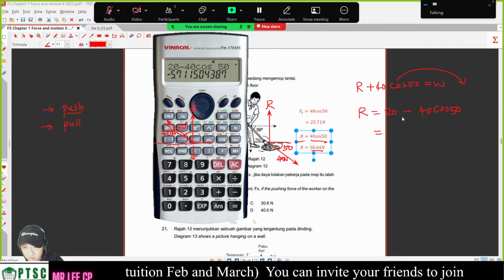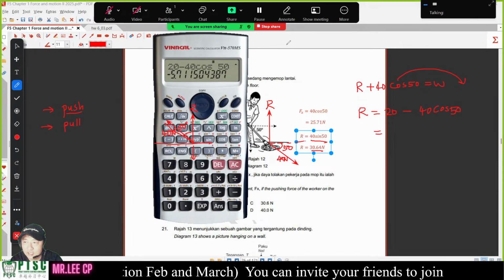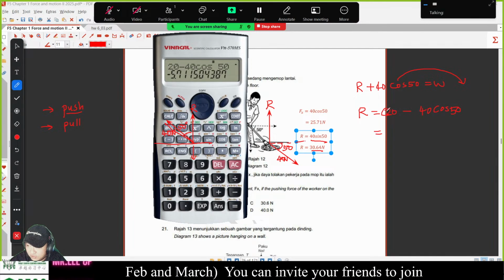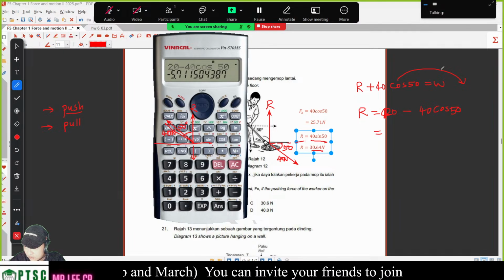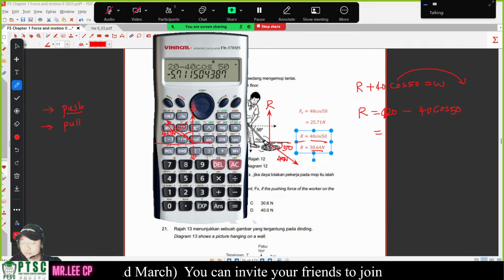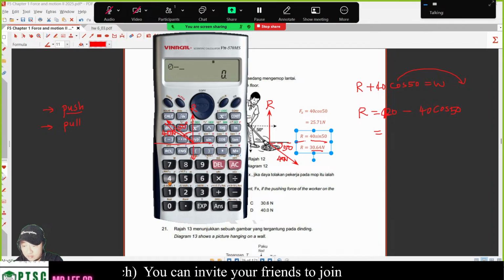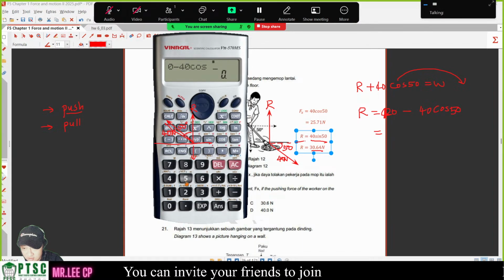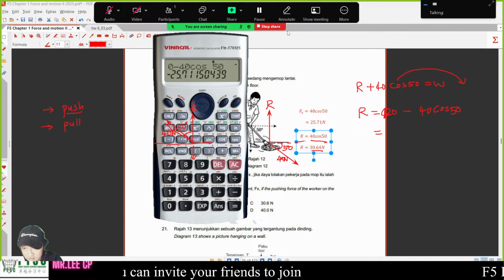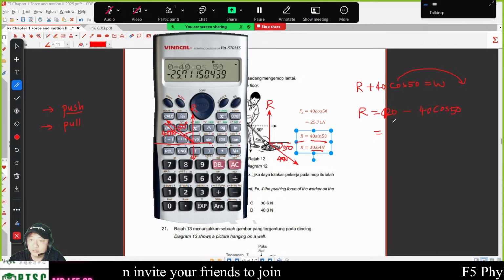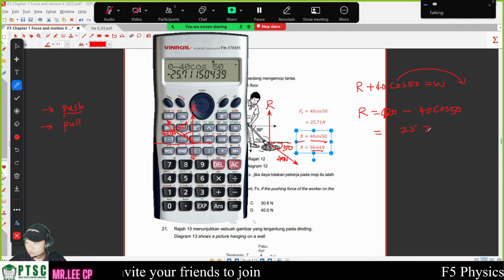So what do I have? A negative answer. I don't want that. Let's say the weight is 40. Okay, I put it as 40. The weight is 40. 40 minus 40 cos 50. So what do you have? You got 25.7 Newton.